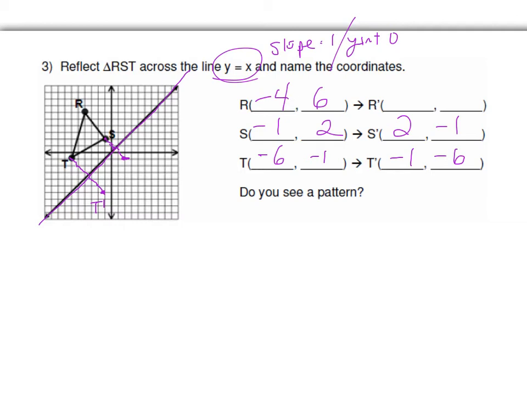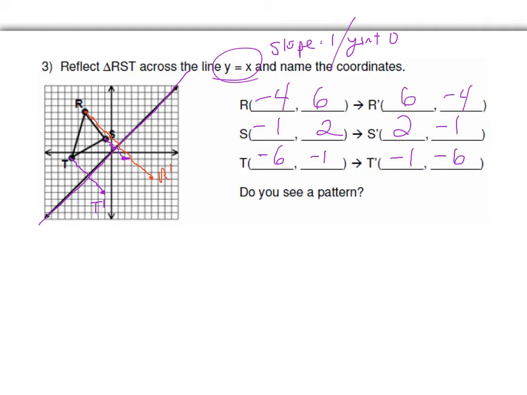For the r, I'm going to choose a different color because it's going to overlap a little bit. So there's 1 box, 2 boxes, 3, 4, 5 exactly. So then 1, 2, 3, 4, 5. So that's where my r prime is going to end up. And that is at 6, -4.